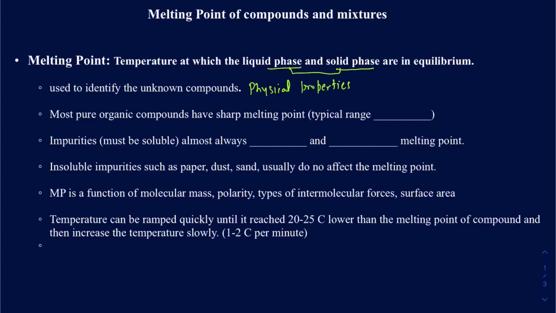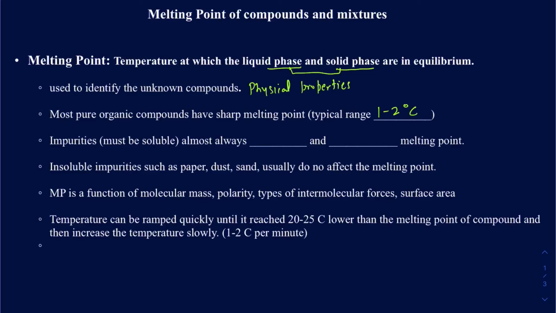Most organic compounds will have a sharp melting point, and the typical range for this is 1 to 2 degrees Celsius. If the range comes out to be, suppose, 4 or over, or even 3 or over, that technically means your compound is impure. It has some impurities in there. For the most part, you should have a sharp melting point range of 1 to 2 degrees Celsius.